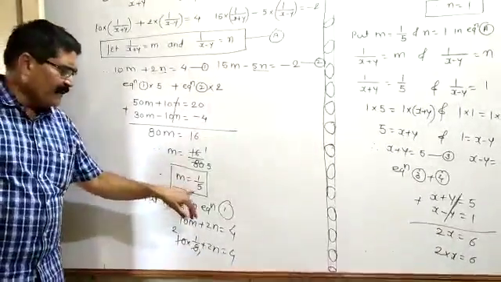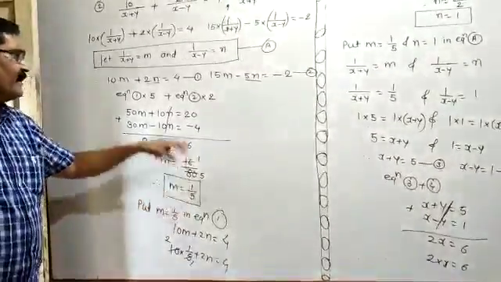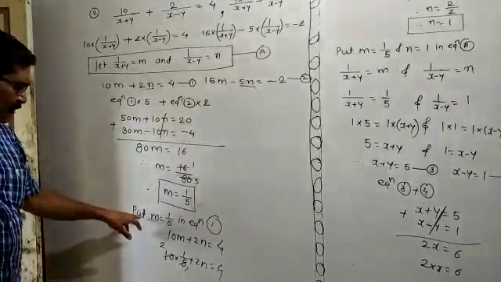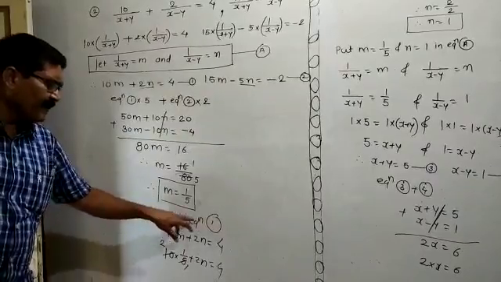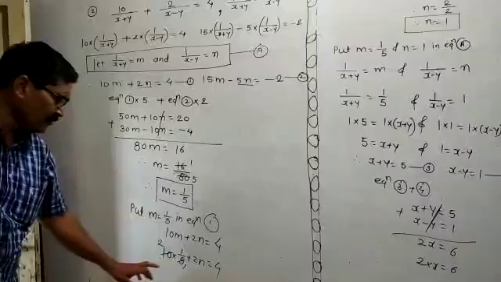Once you get the value of m as 1 upon 5, you have to put this value in equation 1, or equation 2. I will put m is equal to 1 upon 5 in equation 1. At that time equation 1 is 10m plus 2n is equal to 4.